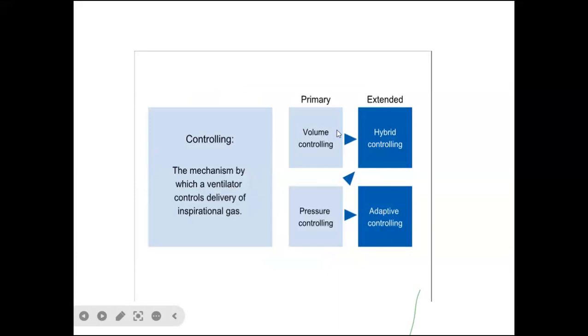Then controlling. Like I already told, when you control volume, it's volume control. When you control pressure, it's pressure control. In volume control, what you're actually controlling is flow, not the volume. By flow into time, you're controlling volume. And when you want to control both pressure and volume, you have hybrid controlling, or it can be adaptive controlling. We'll see what adaptive controlling is. You're controlling both volume and pressure there. How hybrid and adaptive controlling differ, we'll see in the subsequent slides.